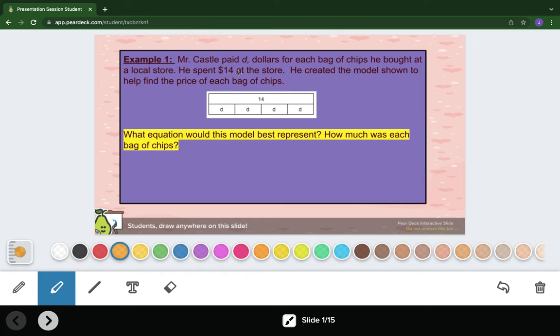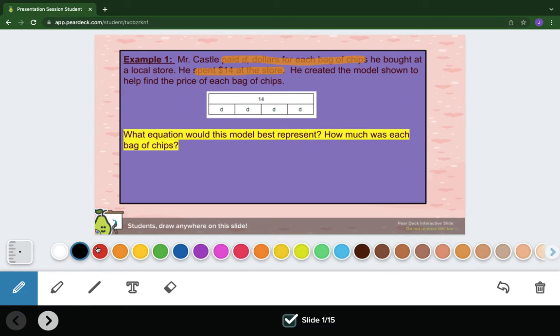So my important information is that he paid D dollars for each bag of chips and that he spent $14 at the store. So what they're asking us to do is to write an equation that would best represent the model as well as how much was each bag of chips. So let's understand the model here. So here I have my 14, which is my total. So I'm going to write that up here.